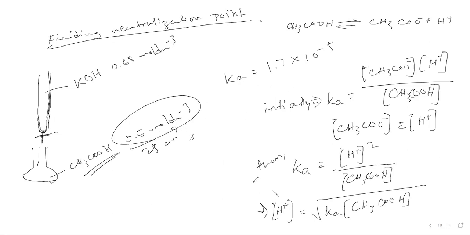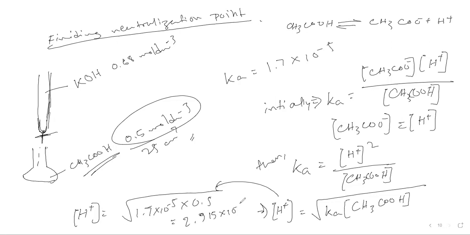So if we find the value over here, we'll get the square root of 1.7 into 10 to the power minus 5 times 0.5. This should give us a value of 2.915 into 10 to the power minus 3. This is the concentration for H plus.